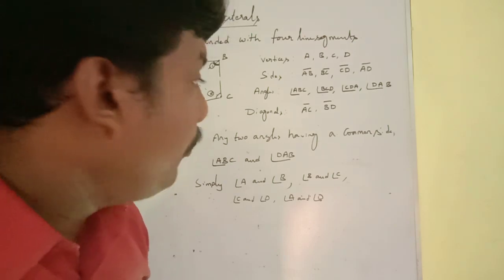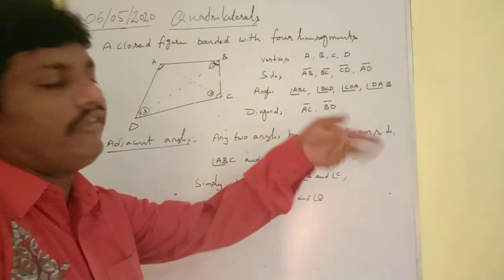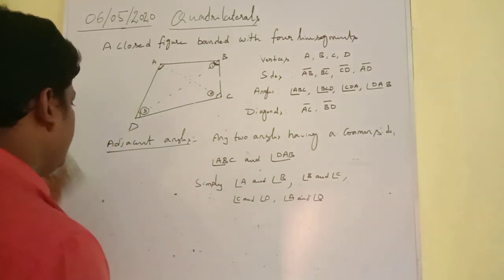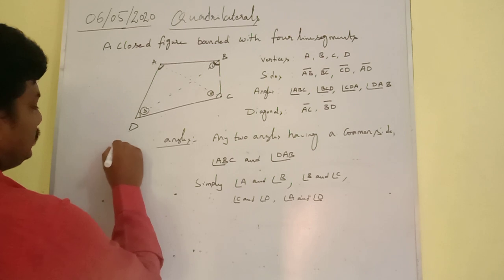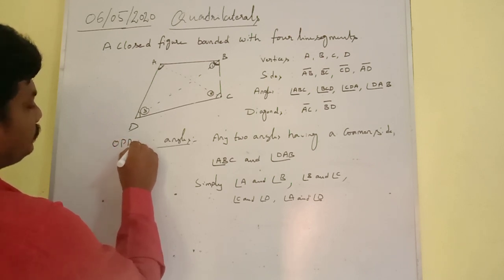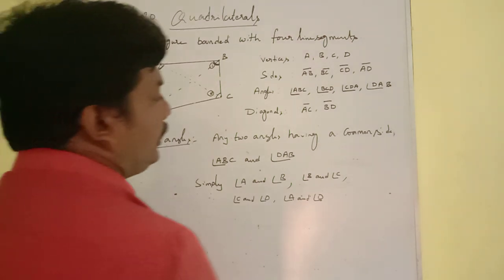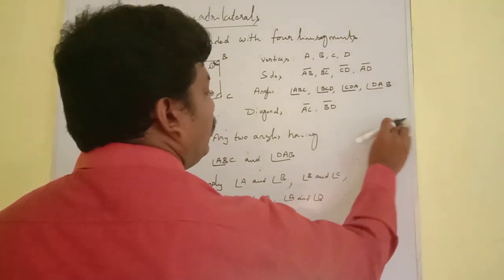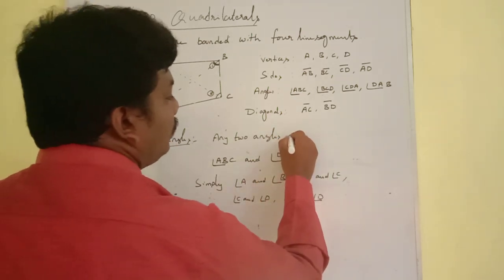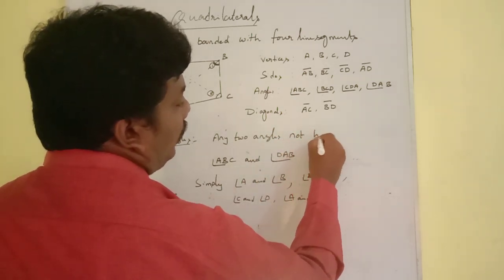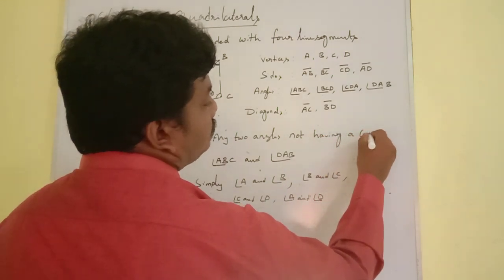Then what is an opposite angles? Opposite angles in the sense any two angles not having a common side. So this is opposite angles. Any two angles not having a common side.